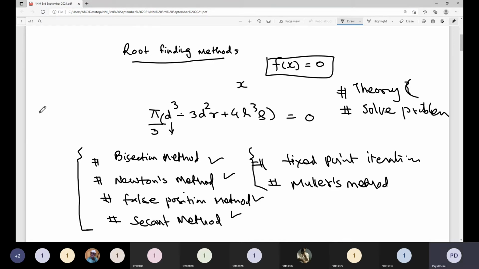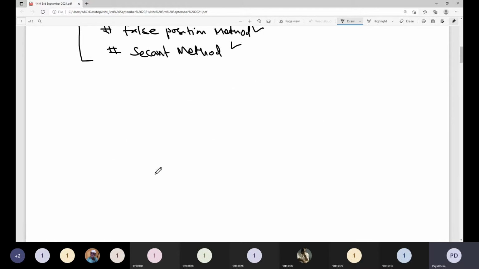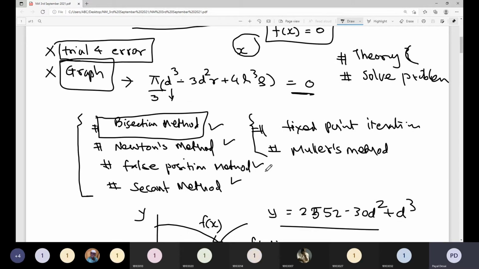So let us begin our discussion on the bisection method. Okay, so the bisection method is also called the bracketing method. So start with an interval. In the bisection method, we must start with an interval, let's say any values, that is the initial values. We have to start with initial values with some interval.